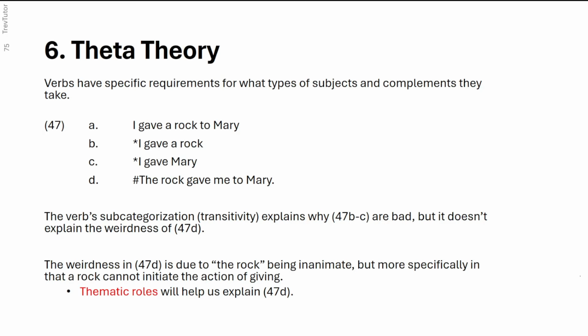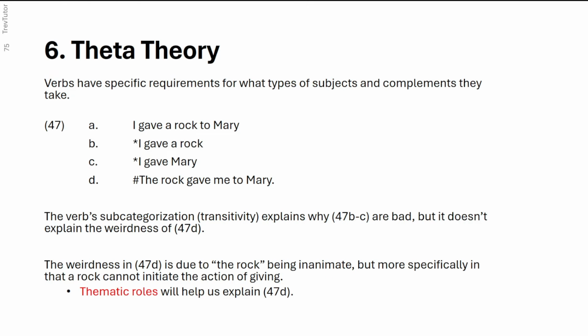And now we can start talking about deep structure. So where are words generating and why are some sentences bad? So this is theta theory, also known as thematic roles or semantic roles. And this talks about the verb's requirements for what types of subjects and complements that they want.